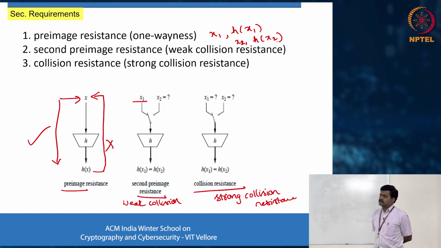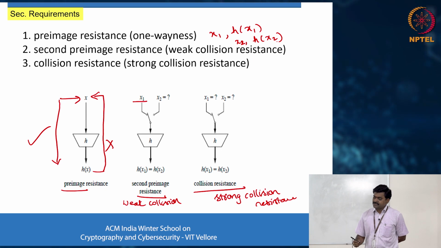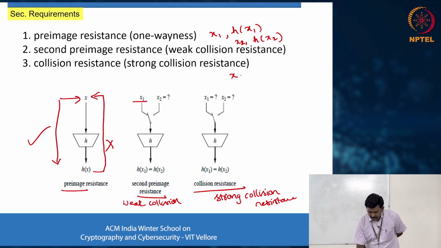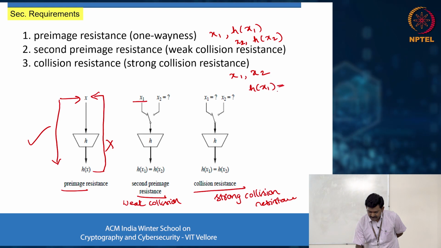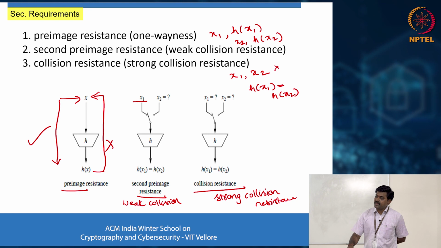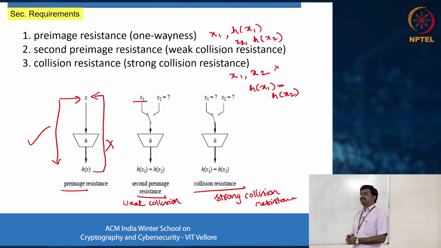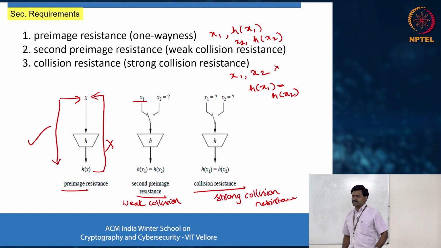There is the third requirement. The third requirement says I should not have two messages having the same hash. It looks like both are the same, but they are different.